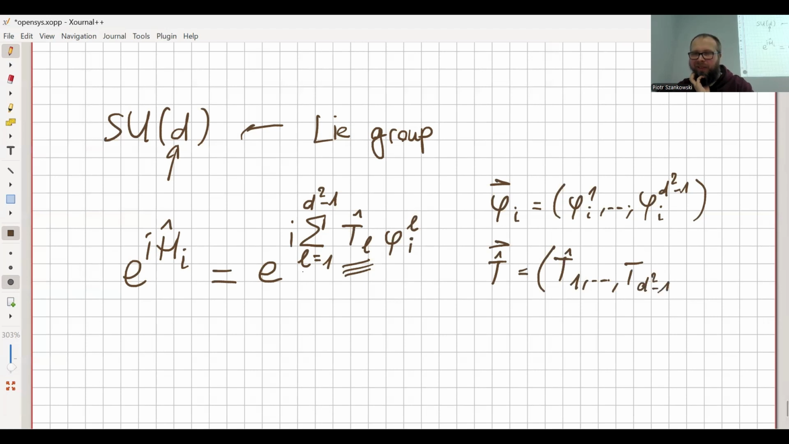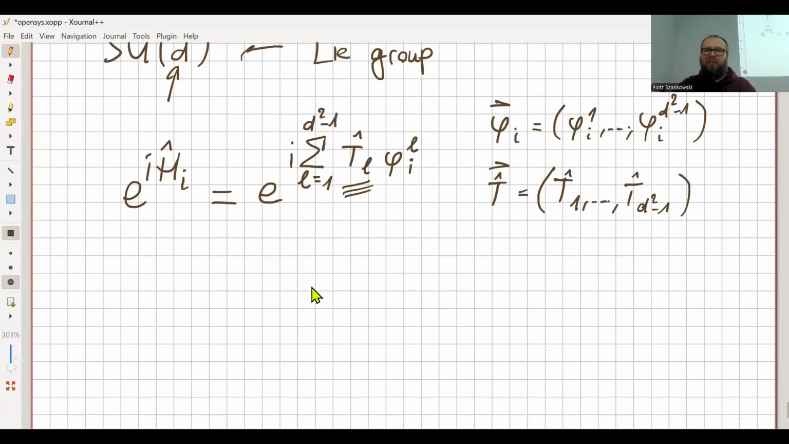D square minus 1, which you can always choose as an orthogonal basis. Orthogonal basis in the sense that you get TL scalar products.